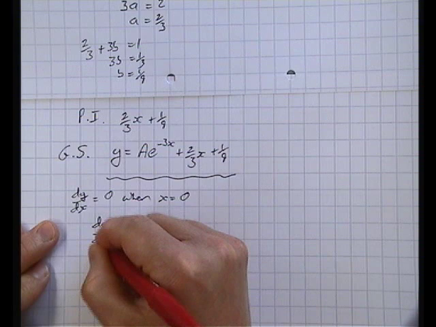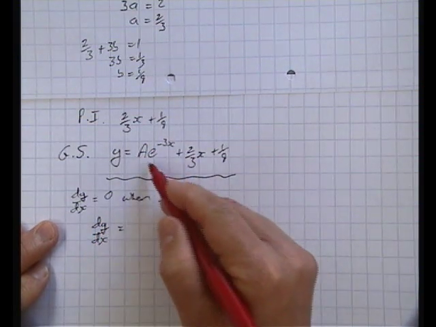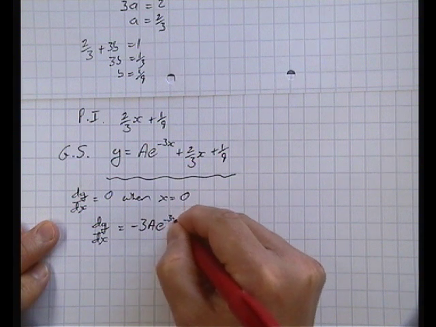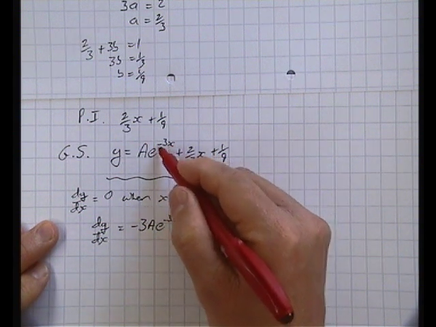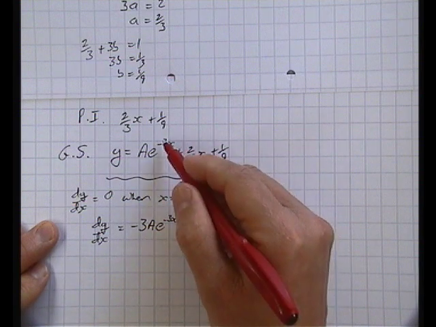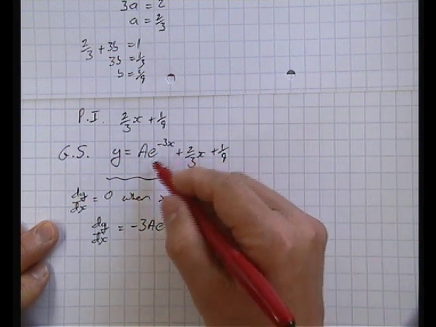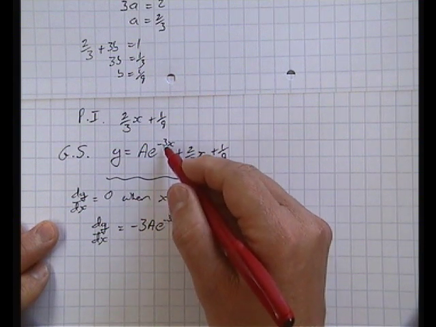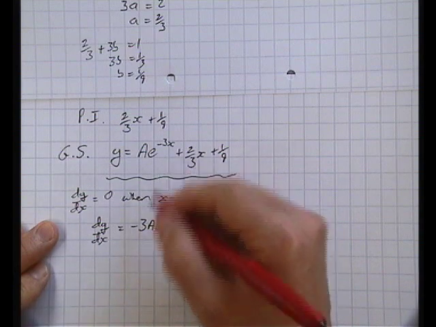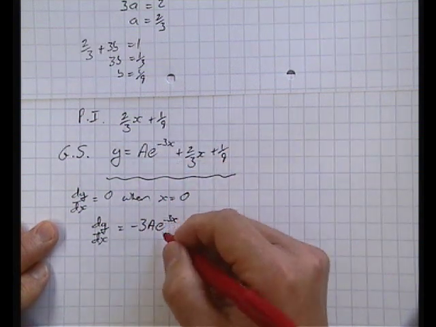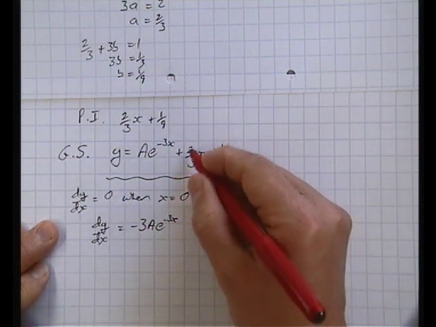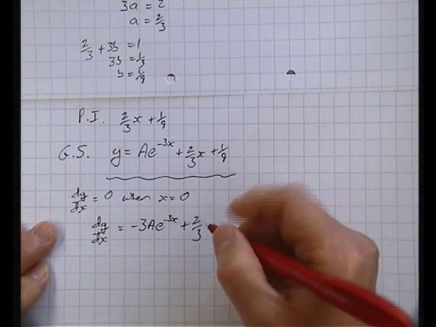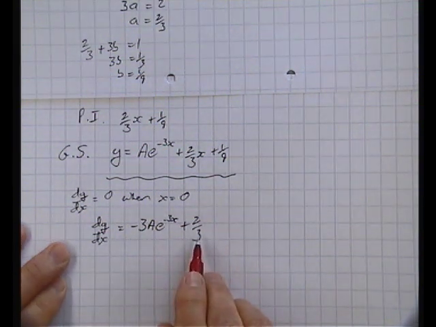We get dy/dx equals the derivative of this term, which is going to be minus 3A e to the minus 3x. It's a function of a function. Derivative of minus 3x is minus 3, multiplied by the derivative of e to the something, and remember you differentiate e to the anything, you just leave it alone. So the derivative of that is minus 3A e to the minus 3x. Derivative of this is simply 2/3, and derivative of the ninth is 0. So this is our dy/dx.